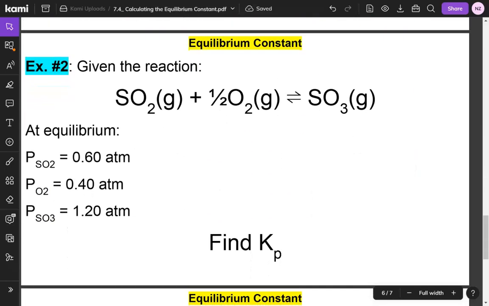All right, let's do one that has partial pressures now. Just like the previous example, we're going to set this up, products over reactants. So I have SO3, I have SO2, and I have O2. Any coefficient becomes an exponent, so we have this half out in front here.